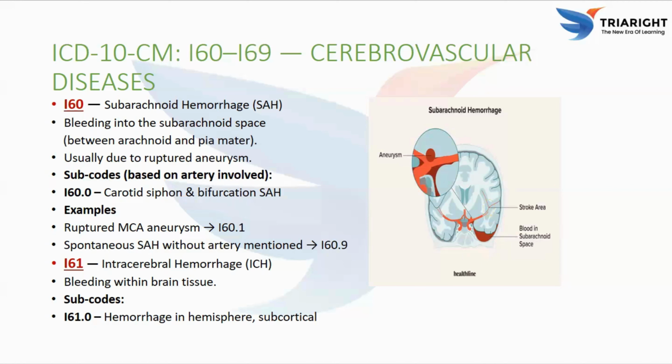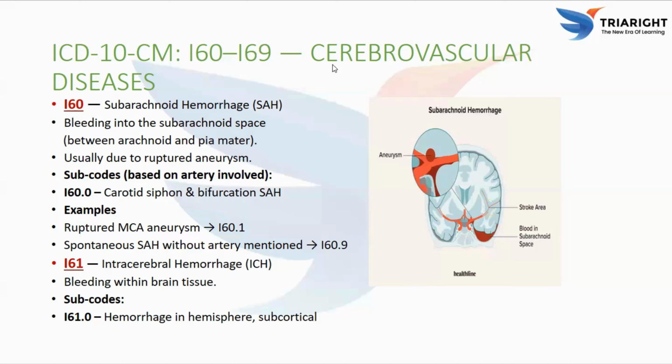Coming to I61, it's intracerebral hemorrhage. What do we mean by intracerebral? This code is used for bleeding within the brain tissue itself. Intra means within, right? So within the brain itself, not around it. The key difference between I60 and I61 is that I60 is bleeding around the brain, in the subarachnoid space, whereas I61 is bleeding inside the brain, in the brain parenchyma.